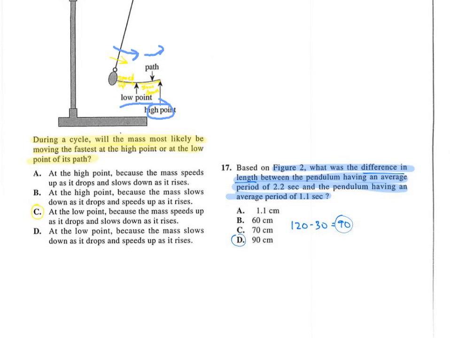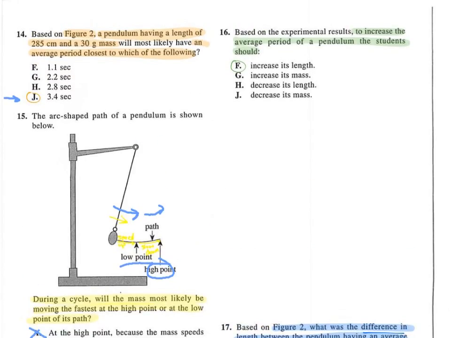A says at the high point because the mass speeds up as it drops. Well, when it's at the high point, it's not falling yet. It hasn't moved. For a split second, it's still, so it's not moving fast at all. B says at the high point, because the mass slows down as it drops, which it can't do, since gravity is going to cause it to speed up. C says at the low point because the mass speeds up as it drops, which is true, and slows down as it rises, which is also true. D says at the low point because the mass slows down as it drops. The mass won't slow down as it drops. Gravity will make it speed up and accelerate. So that one was letter C.